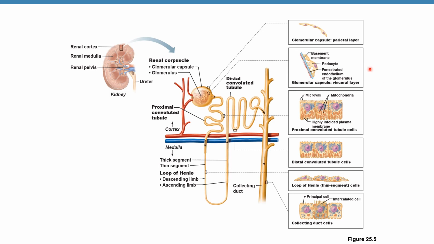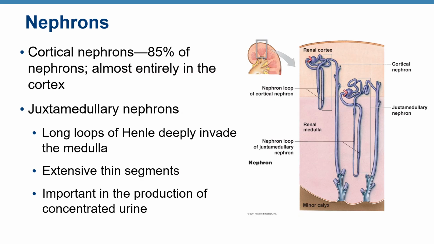So over here, everything that we just discussed is put together, right? Different types of epithelium and different parts of the tubules. We have two major types of nephrons. Most nephrons, about 85%, are cortical nephrons. If you look over here, let me pick up this color. That's the cortex of the kidney, and this is medulla. This nephron over here is mostly located within the cortex, and that's called cortical nephron. So cortical nephron, 85%, is almost entirely in the cortex.